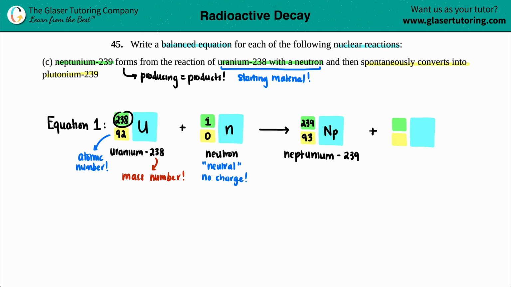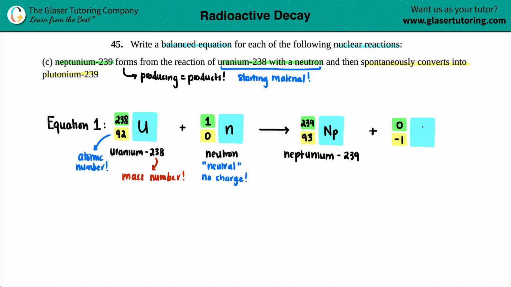So just like we said, the top numbers are equal, right? 238 plus 1 is 239. So this has to be 0, right? Because 239 plus 0 is 239. 238 plus 1 is 239. So they equal. And now 92 plus 0 is 92. So 93 plus what will get me to 92? Negative 1, right? 93 minus 1 is a 92.